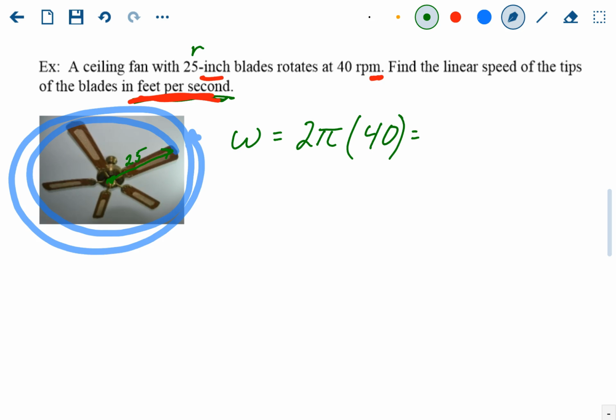All right. And it's in rotations per minute. Again, the M in RPM is revolutions per minute. So this is going to be 80 pi radians per minute.